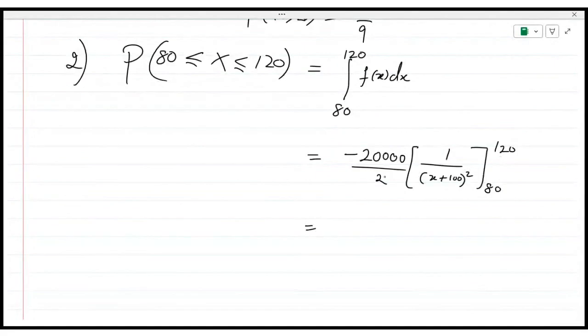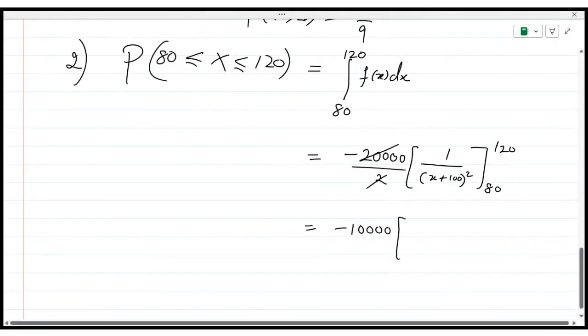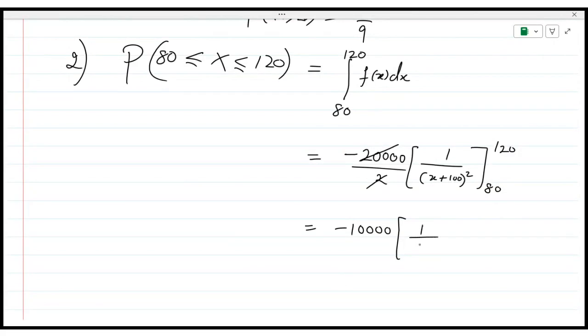So again, this will be cancelled out. So you will get minus 10,000. Now first you put the upper limit in place of x. If you put 120 here, you will get 120 plus 100, 220 power 2. So 1 upon 220 power 2, upper limit, minus. Now put the lower limit 80 here.